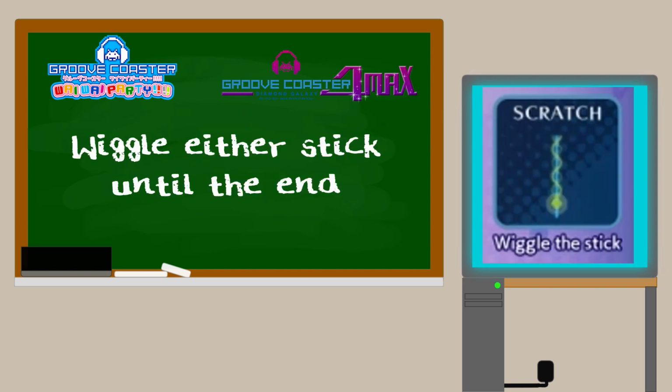The last kind of note we're going to go over is the scratch. Whenever you see these little wiggly things, you do exactly that with either stick. Simply wiggle it back and forth until you've reached the end of the line. Actually, I kind of lied. There's actually a hidden 10th type of note, the ad-lib.